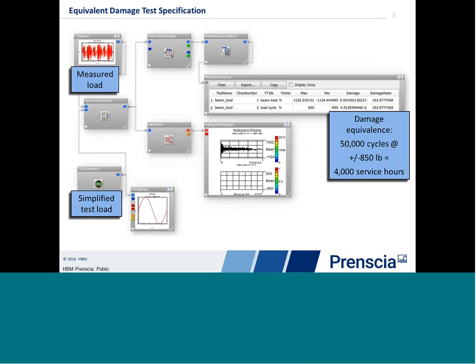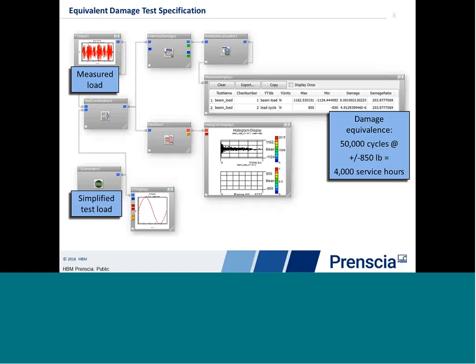Now, what is 4,000 service hours? Let's just say that our loader arm on our construction equipment is being designed with a target life of 4,000 hours. In other words, this fatigue test needs to replicate the fatigue damage equivalence of 4,000 service hours, and the cycle that I've chosen, plus or minus 850 pounds, can do so in 50,000 cycles. You can imagine that's a sliding scale: if I increase the load magnitude, the number of cycles required for equivalent damage would decrease, and likewise the number of cycles required would increase if I decrease the load magnitude.